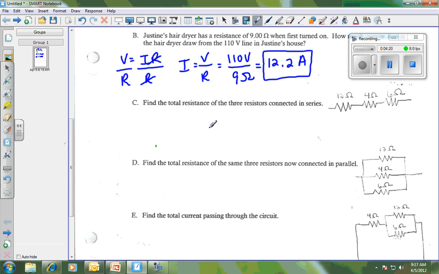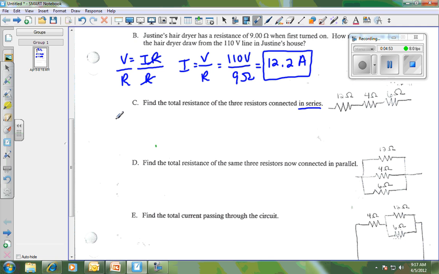Example C. Find the total resistance of 3 resistors connected in series. So this is a circuit, and we have 3 resistors connected within the circuit, so they're connected one right after the other. That's called an in-series circuit. This squiggly line is the symbol for a resistor. This tells us that the amount of resistance it's giving in this circuit is 12 ohms. This one gives us 4 ohms. This one gives us 6 ohms.